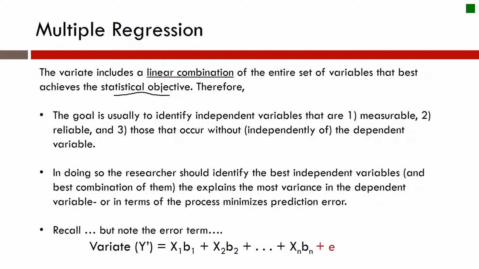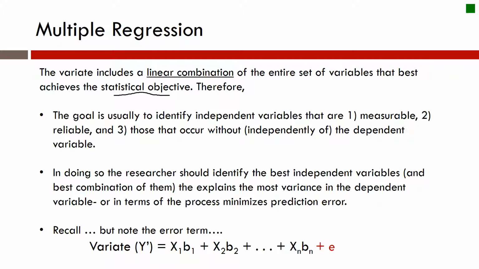So the variate includes a linear combination of the entire set of variables that best achieves the statistical objective. Therefore, our goal is to identify independent variables that are measurable, that are reliable, and that occur independently of the dependent variable. So these are variables that we would expect would occur, but not as a result of the dependent variable that's happening there.